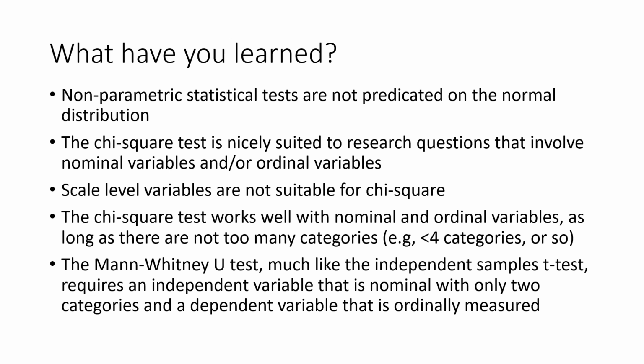It works well with nominal and ordinal variables, but again, I would point out that the fewer the categories here, the better. Generally speaking, you don't want to have any more than, say, 4 categories for each variable, your independent and dependent variable. The reason is that it becomes quite difficult to identify patterns when you have data with lots of categories. And then very briefly, we looked at the Mann-Whitney U test, which is similar to the independent samples t-test. It requires an independent variable that's nominal with only 2 categories. But in the case of this test, the dependent variable is ordinally measured.